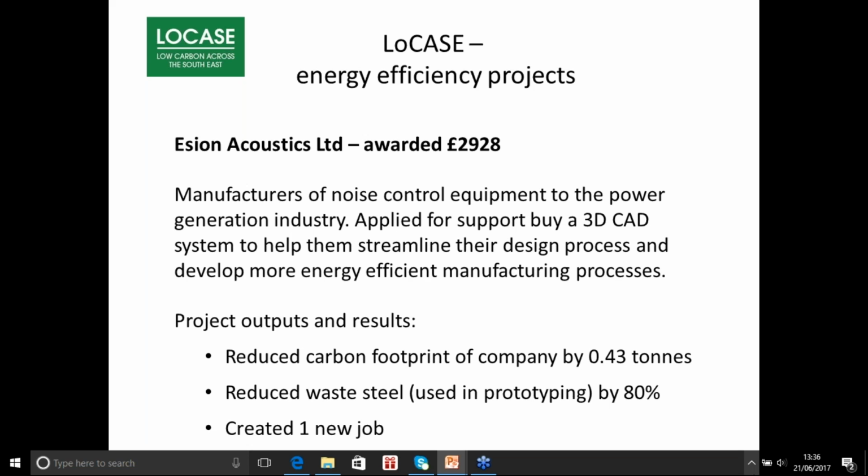Next business, we've got Ession Acoustics, and they were awarded £2,928. They make noise control equipment for the power generation industry. They wanted to buy a 3D CAD system, which would help them streamline their design process and develop more energy efficient manufacturing processes. As you can see, we helped them to reduce their carbon footprint by 0.43 tonnes. We also reduced their waste steel, which they used in prototyping, by 80%, and that's a huge amount, so huge cost savings attached to that as well. They also created 1 job out of the project, because of the efficiencies they were able to make.